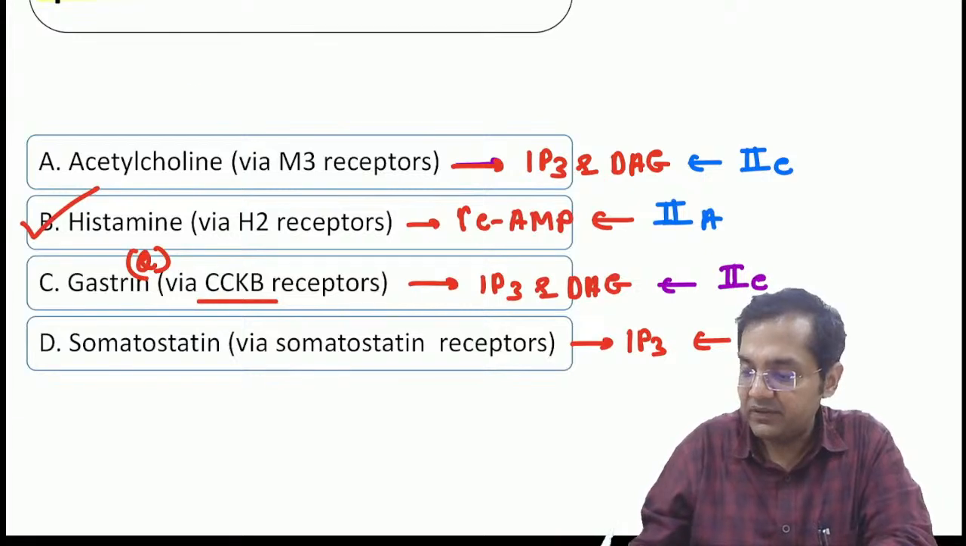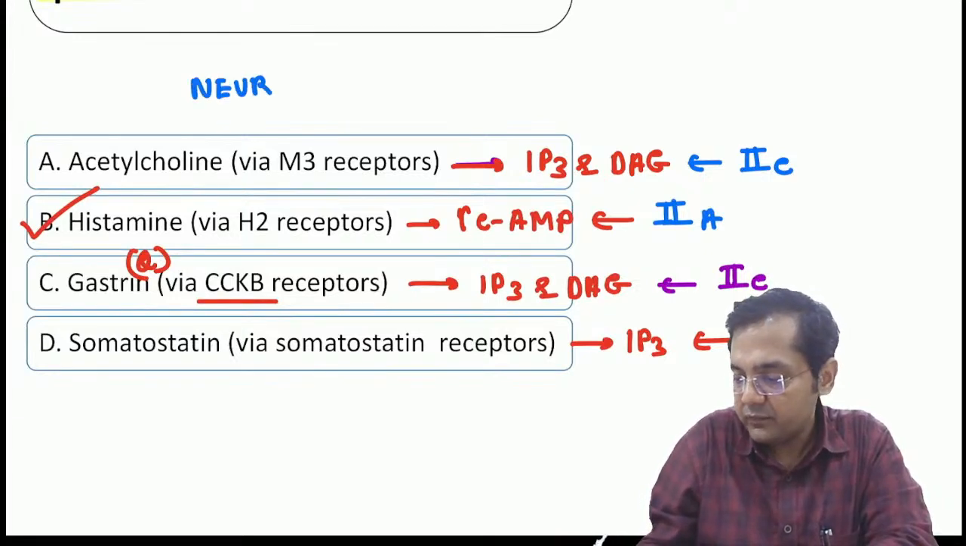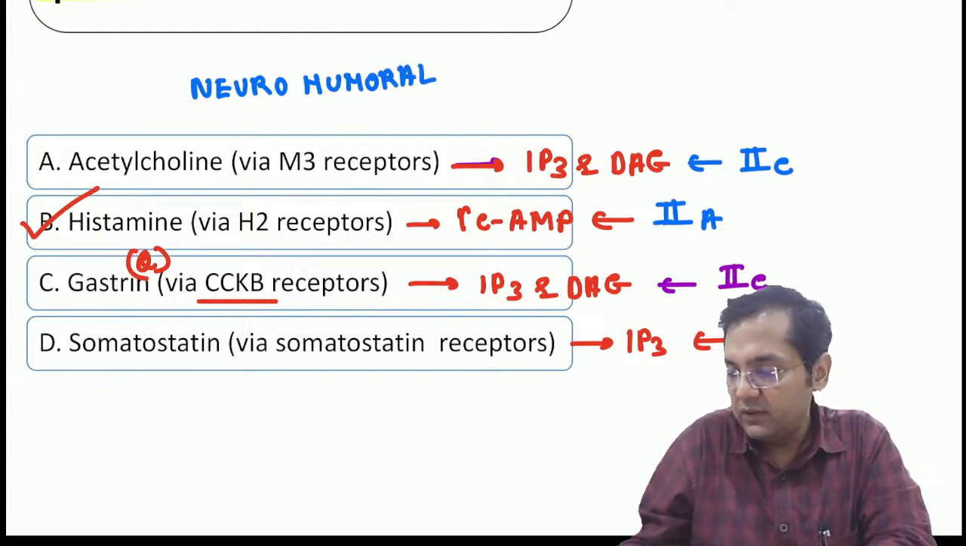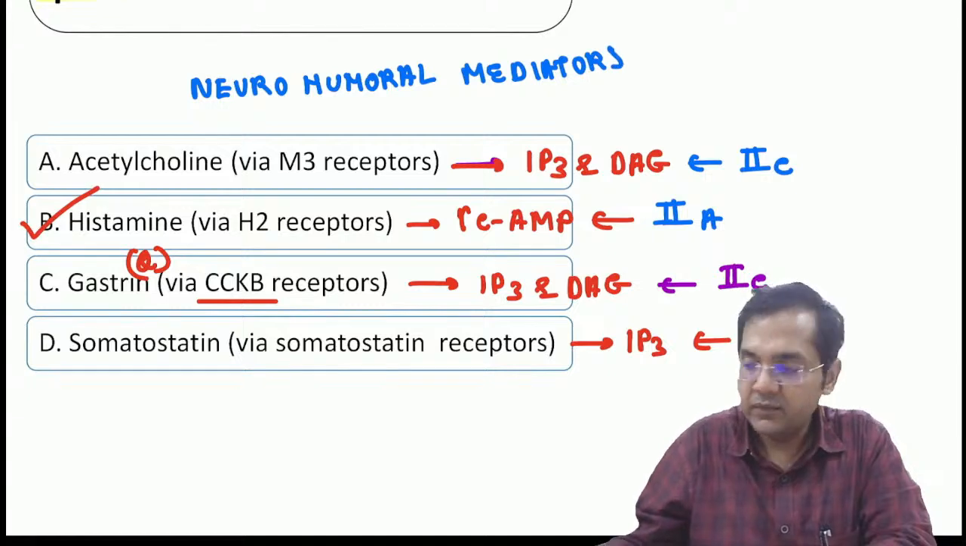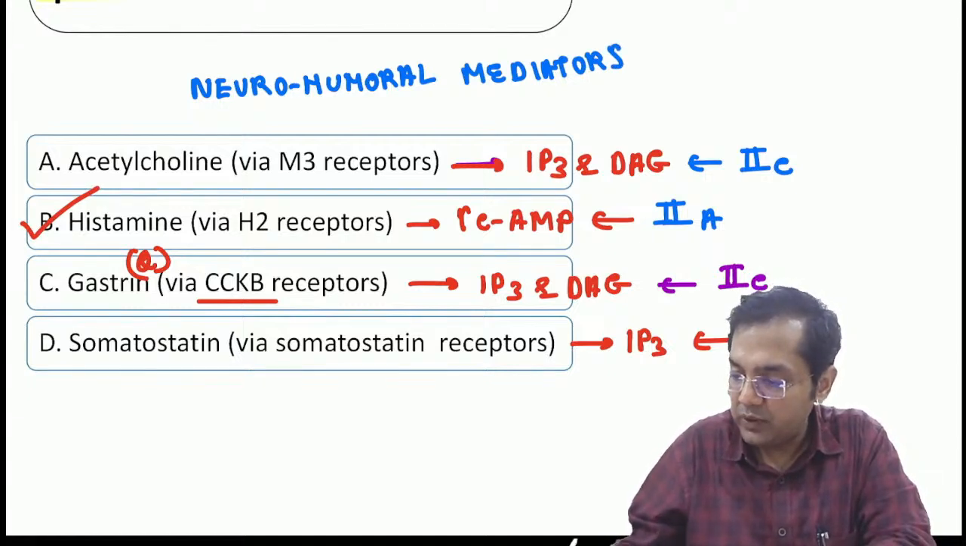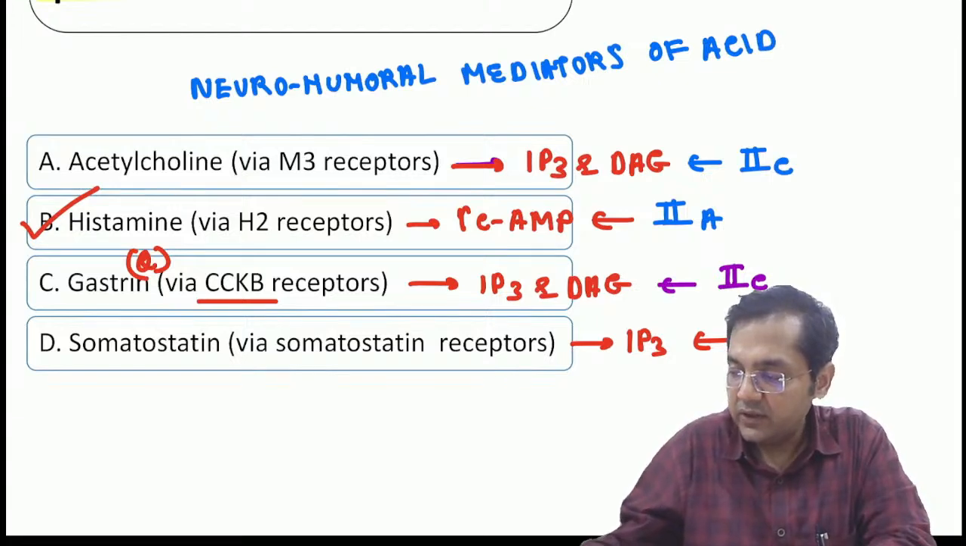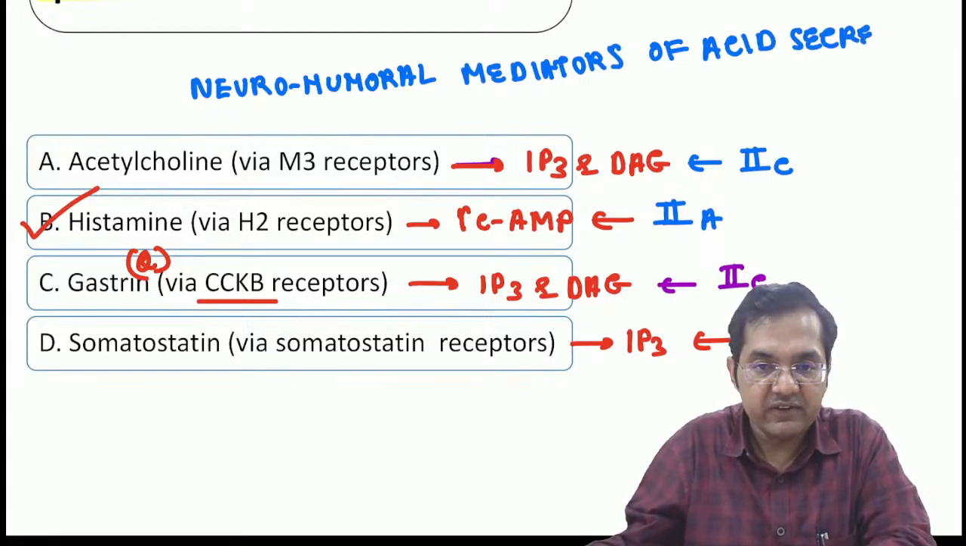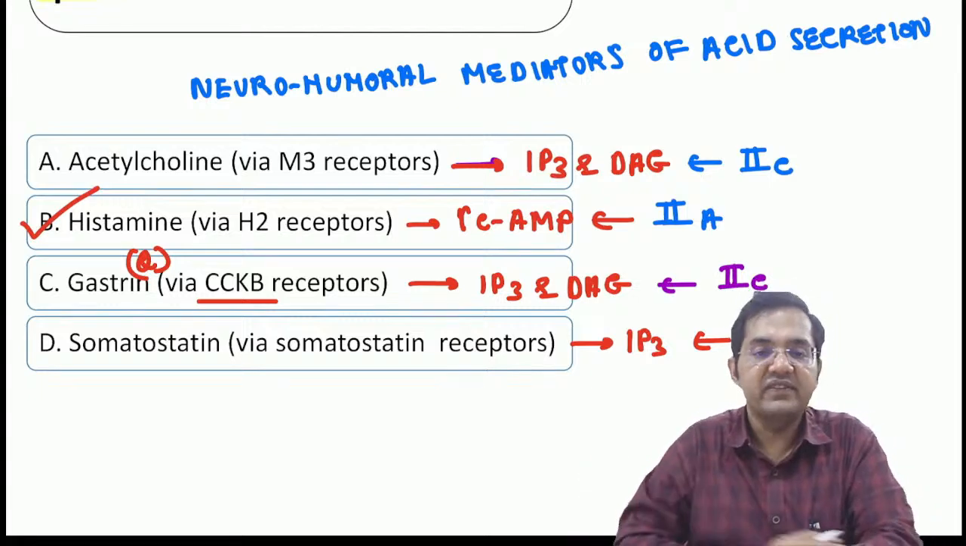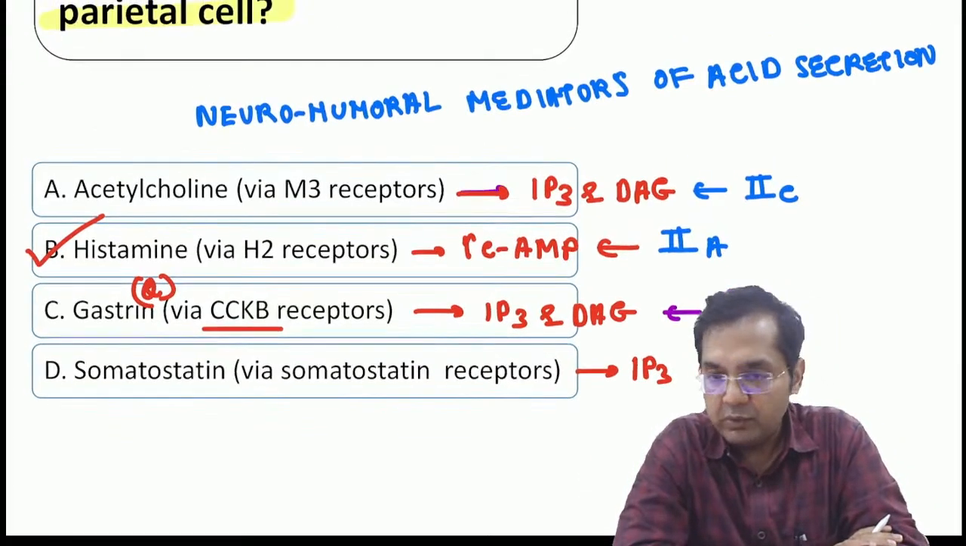These are famously known as neurohumoral mediators of acid secretion. So in today's time you have to know which of the following cause acid secretion and with the help of which second messengers, right? So important question.